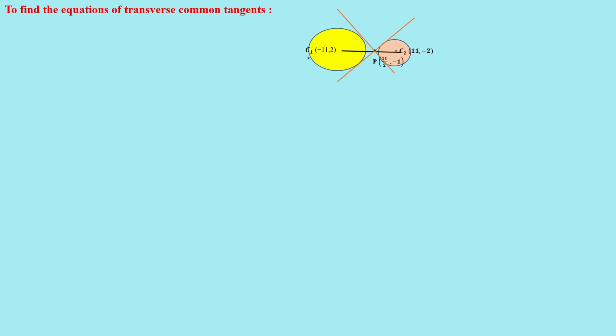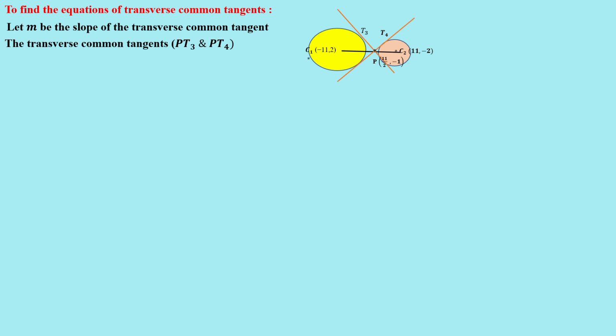So the point of intersection is P. P we know is (11/2, -1), right? Let m be the slope of the transverse common tangent. The transverse common tangents PT3 and PT4 pass through the point P (11/2, -1).